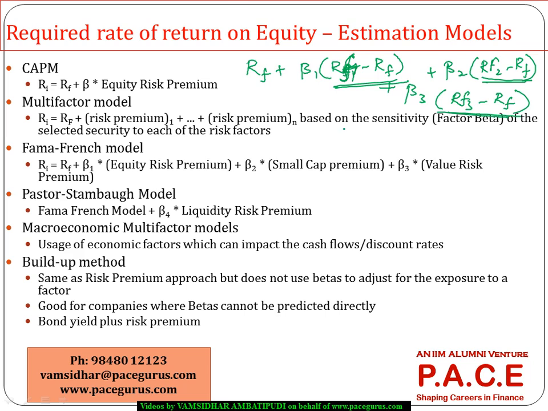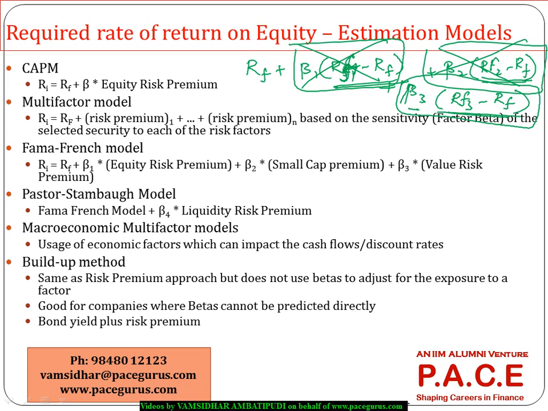Assuming that this is the only risk that is present and all the other factors are not present, giving a beta of 1 to this, what is the RF3 minus RF that comes out? That is what I take as the premium associated with each of these risk factors. Now that I have identified each of these excess returns, each of these risk premiums, we end up finding the values of each of the betas.